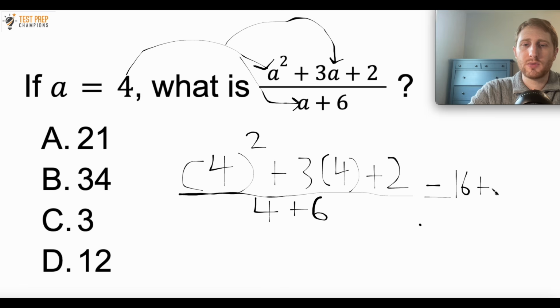Then what is 3 times 4? 3 times 4 is 12. And then I have the plus 2. And then 4 plus 6 is 10. So once you get to this point in the problem, there are two different ways you could do this.